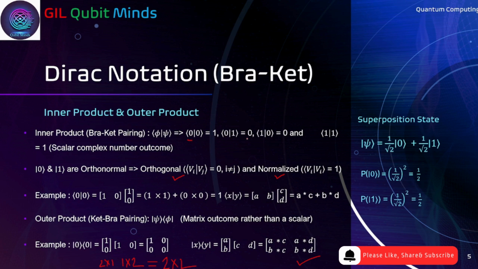If you see it here, 0 1, the result is scalar 0, and 1 0 is also 0. So it is orthogonal. For normalized, when we do the inner product with the same vector, it should give us the result of 1. So here we can see 0 0 inner product gives 1, and here also 1 1, we are getting 1. So it is normalized. So together we are saying orthonormal. Okay.